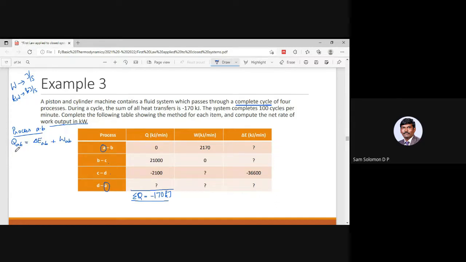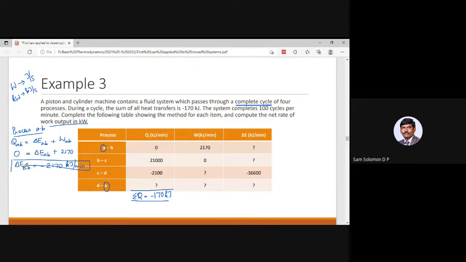So can you substitute it? QAB is given as 0. Delta E is something you have to find out. W is 2170. Okay, so what is delta EAB? Minus 2170 kilojoule per minute. Okay, that is very important. The unit is very, very important.